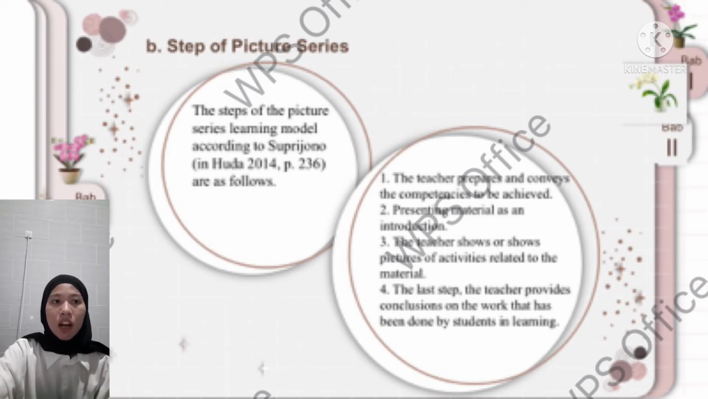The steps of the picture series learning model according to Suprijono in Huda are as follows. 1. The teacher prepares and conveys the competence to be achieved. 2. Presenting material as an introduction. 3. The teacher shows pictures of activities related to the material. 4. The last step, the teacher provides a conclusion on the work that has been done by his students in learning.